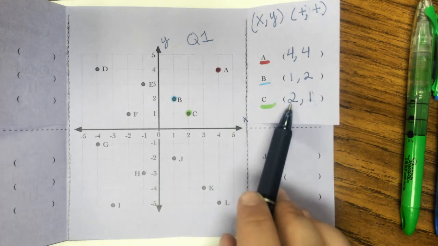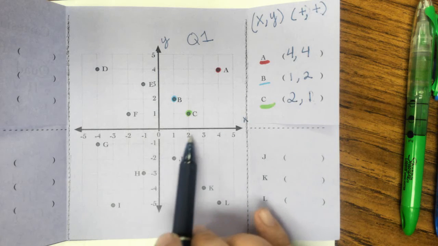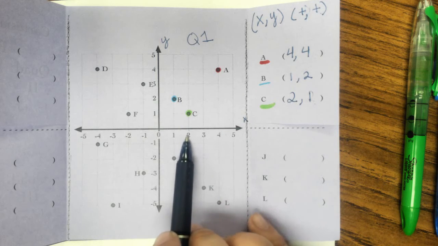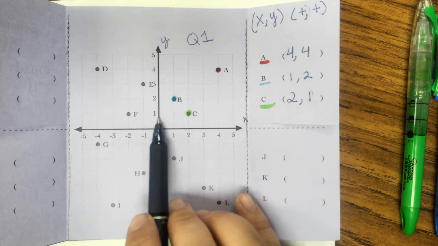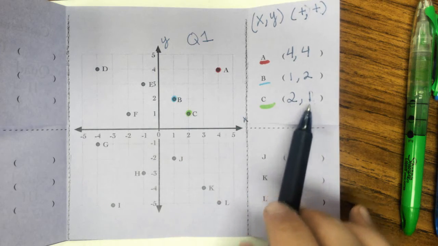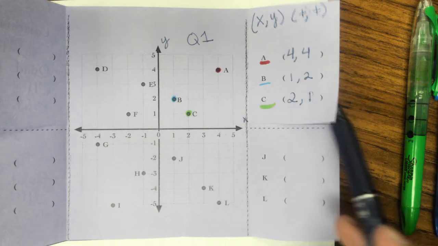The x value for point C, the number on the x number line for C, is 2. The number on the y number line for C is 1. So its ordered pair is 2, 1. That's for quadrant 1.